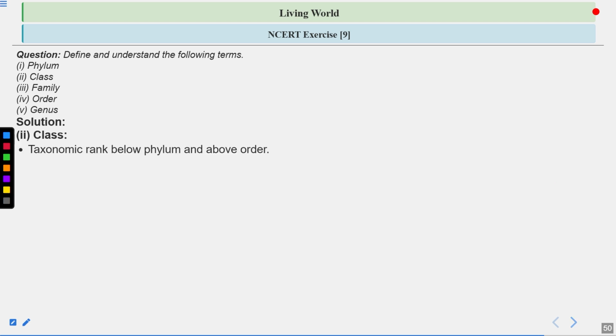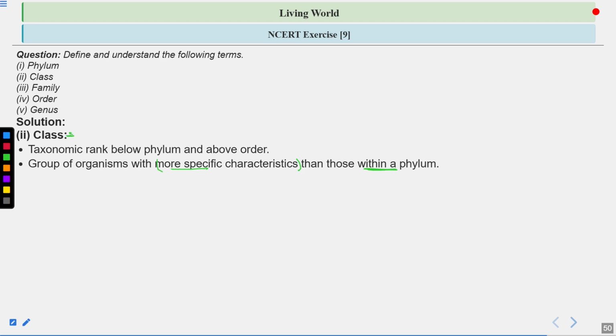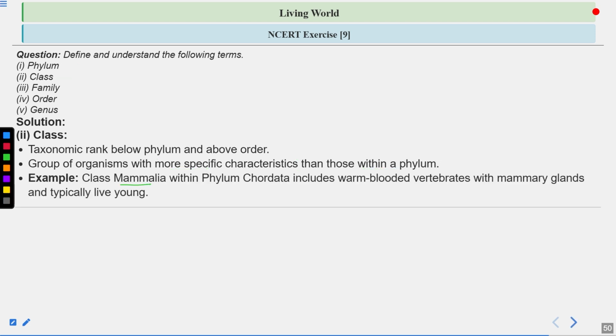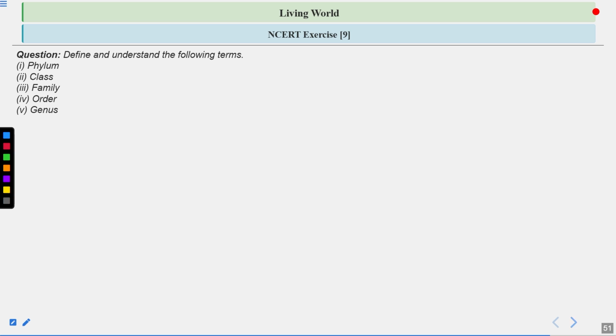Then the next one is class. The taxonomic rank below phylum and above order is class, a group of organisms with more specific characteristics than those within the phylum. Class is a lower taxonomic group as compared to phylum. Phylum is a broader category as compared to class. So obviously, at the level of phylum, the number of shared characteristics will be less, and at the level of class, the number of shared characteristics will be more. Example, class Mammalia within phylum Chordata. This includes warm-blooded vertebrates with mammary glands, and typically they give birth to young ones.